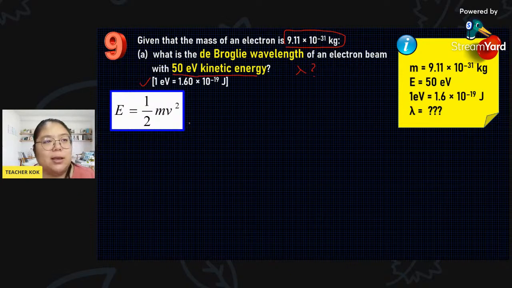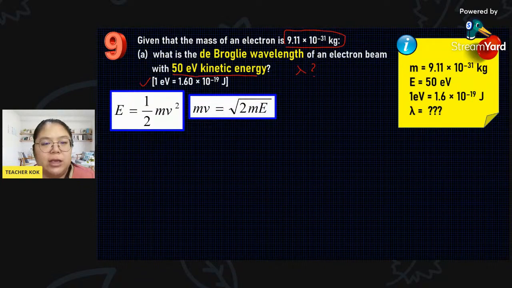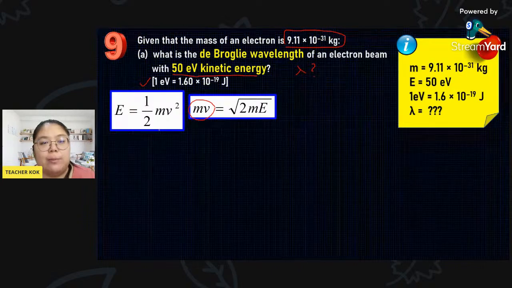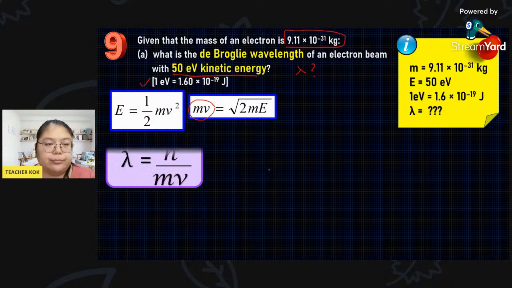Never buy. Okay, so from here, you see half mv squared. We need to find out the formula for the v. Actually, v is how many from here? We just write mv equals square root of 2mE. Later I need to use the mv, so that's why I make the mv alone. Later I want to use this formula. Now I go to apply.